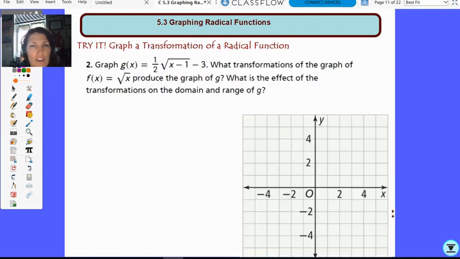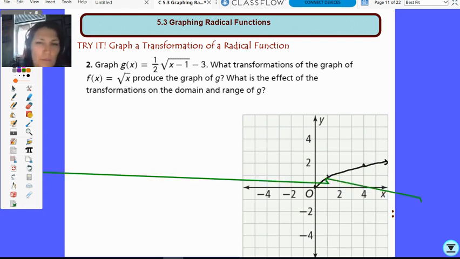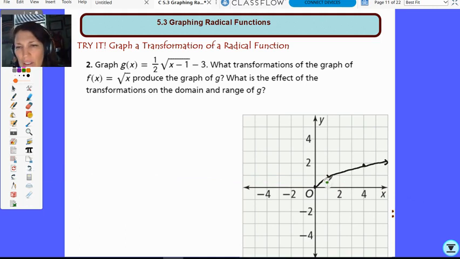Okay? So now let's go ahead and try some of these guys. So if we have our parent function, sometimes it helps to start with that parent function. 0, 0, 1, 1, 4, 2, and so forth. Okay? What is our stretch, first of all? It is 1/2. So I'm going to stretch all these by 1/2. So I'm going to take this y value of 2 and multiply it by 1/2, which becomes a 1. There's 0, 0, so the same. So here is my 1/2 of that graph right there.